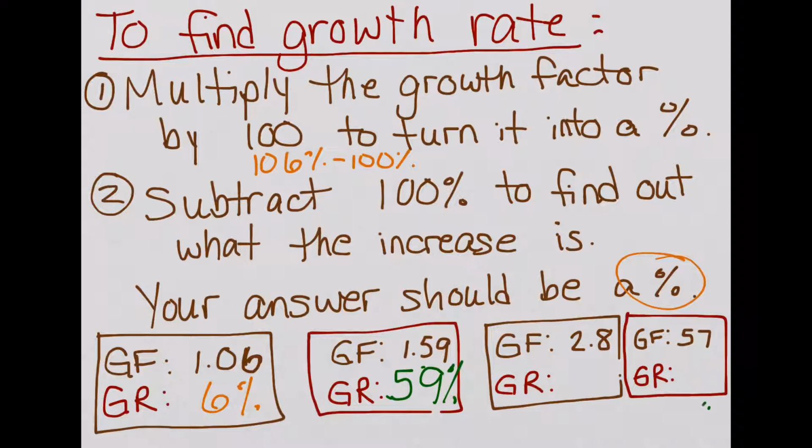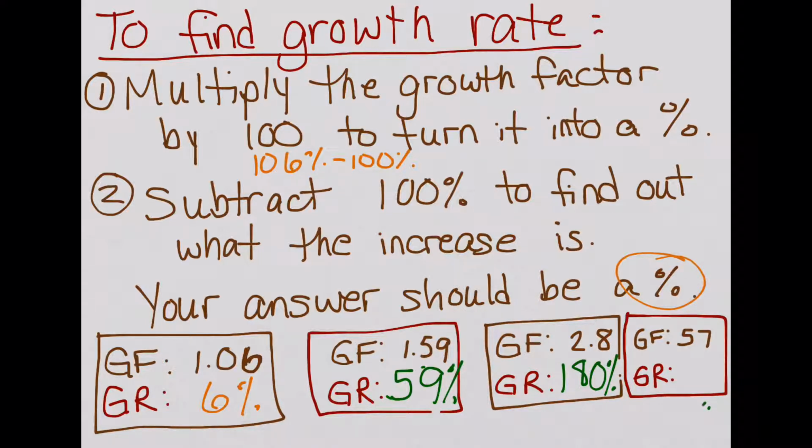How about this next one? First multiply by 100 to turn it into a percent. Multiplying 2.8 times 100 means you get 280%. Now we're going to subtract off 100% to find out what the increase is. So that's just going to be 180%. For the growth factor of 57, it's just plain 57.